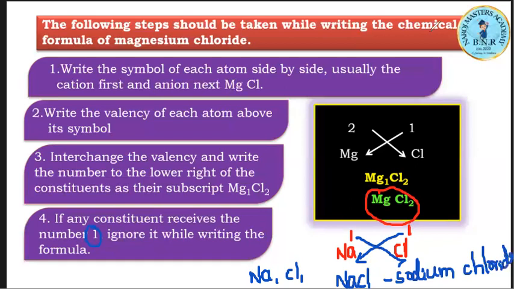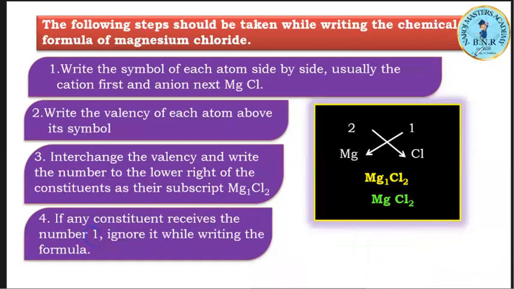Let me ask you one more formula. Write the chemical formula of water. As we know, water is H2O. How to write it? Write H, its valency is 1. Write O, its valency is 2. Now we have to multiply with this one here and this one here. So 2 hydrogens and 1 oxygen. We will not write the 1 while writing the chemical formula. So the chemical formula of water is H2O.